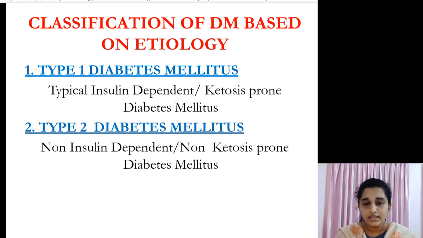So today in this session we will be seeing about type 1 diabetes mellitus. Type 1 diabetes mellitus is a typical insulin dependent diabetes mellitus, and apart from that we have to understand that it is a ketosis prone diabetes mellitus. The child is very much prone to get what? Diabetic ketoacidosis.